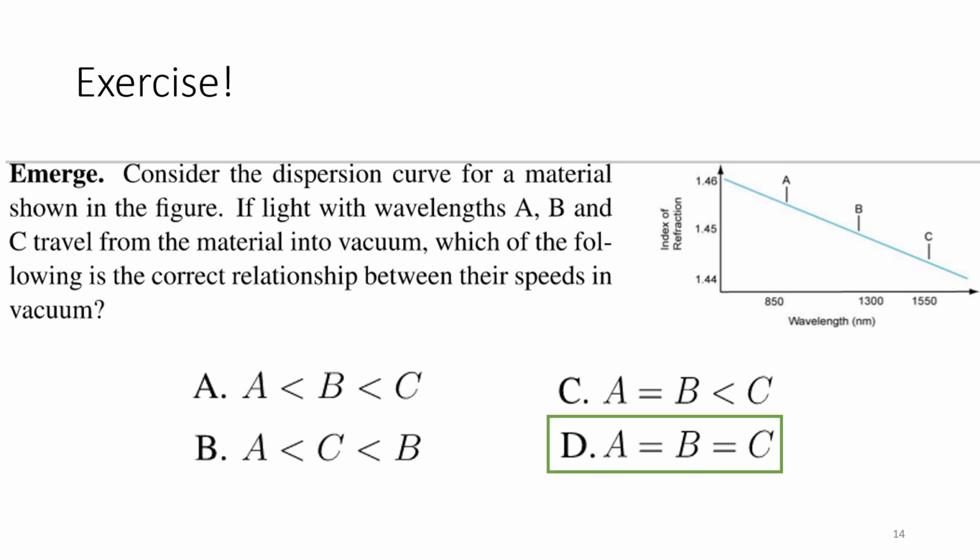So the question is meant to trick you. Recall that all electromagnetic waves travel at the same speed in vacuum. This means that A, B, and C should travel at the same speed c. The correct answer is letter D.